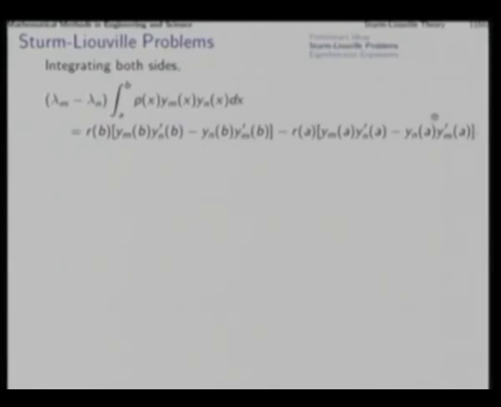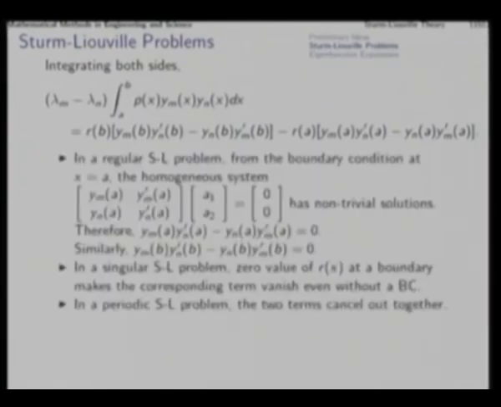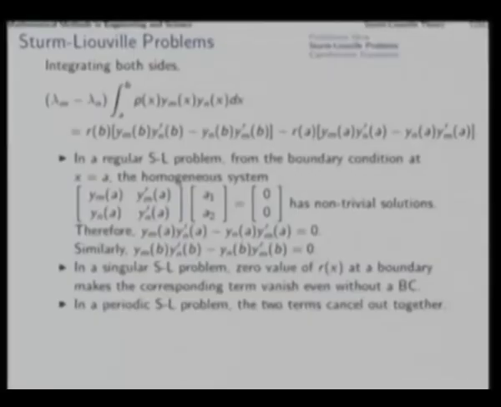Now note the three kinds of boundary conditions. In the regular Sturm-Liouville problem, we had the boundary condition a1 ym plus a2 ym prime at x equal to a is 0, and a1 yn plus a2 yn prime at x equal to a is 0. Since ym and yn both are solutions of the Sturm-Liouville problem, the condition at x equal to a is satisfied by both ym and yn. So they constitute these two equations.